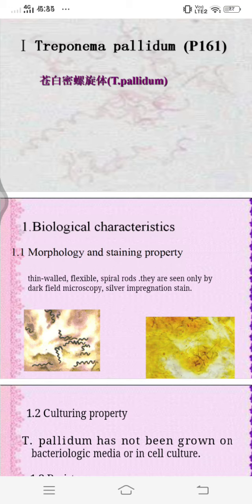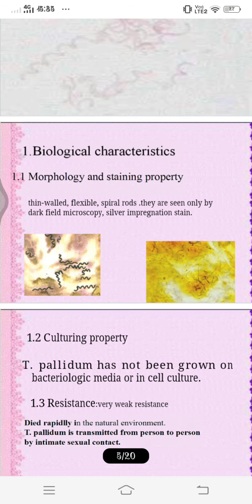It is actively motile and shows 3 types of movements. What are those 3 types? There are flexion and extension, translatory, and corkscrew-like motility. Ultrastructurally, it has 3 endoflagella attached at each end of the cell, extending towards the opposite poles between the outer membrane and the peptidoglycan layer, and interdigitating in the center. Let us now see how to demonstrate it.